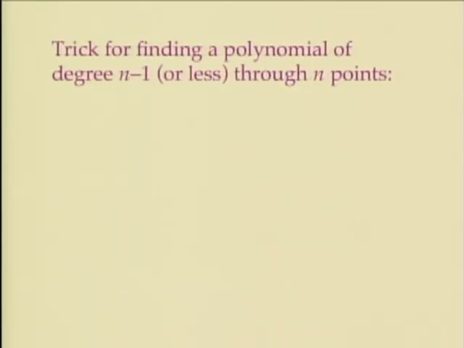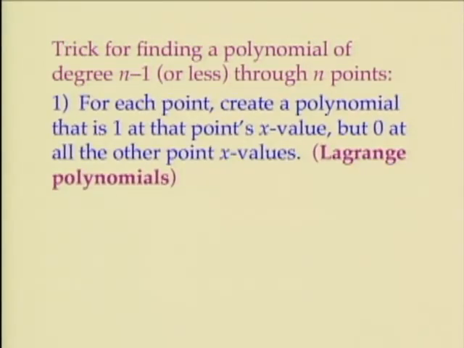And that's going to require us to know this little trick for finding a polynomial of degree n or less through n points. What you want to do is, for each point that you have, create a polynomial that's 1 at that point's x value, but 0 at all the other points' x values. It's called Lagrange polynomials, after Joseph Louis Lagrange. He's a French mathematician, actually born in Italy, so Italy kind of claims him as well.